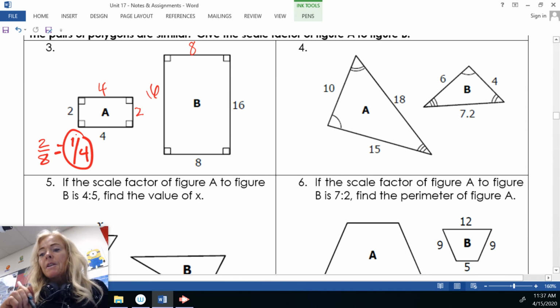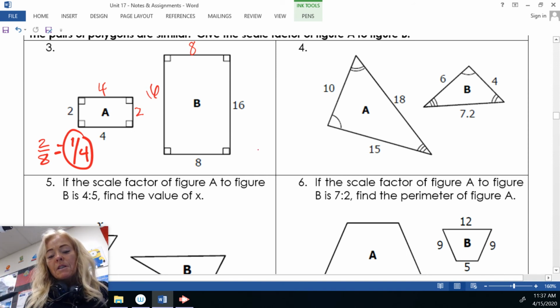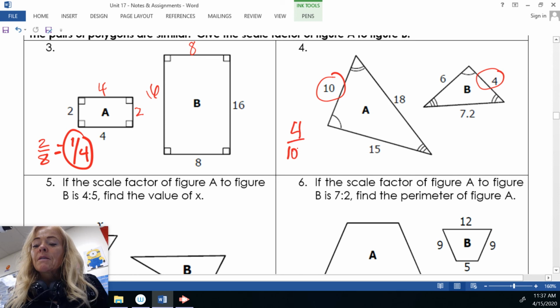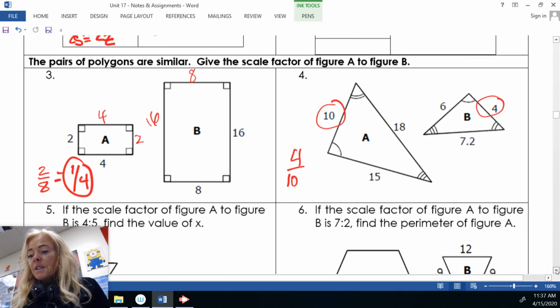So be careful with that. If you're not given any markings at all whatsoever, then it's sometimes easier to find it just by looking at small and big. Sometimes you don't know on triangles the angles either, but you know the side measures. So you can pick out the smallest side and the smallest side, and you know those two have to be the corresponding sides. So it would be 4 to 10, which is 2/5. Okay, so those are little hints on those.